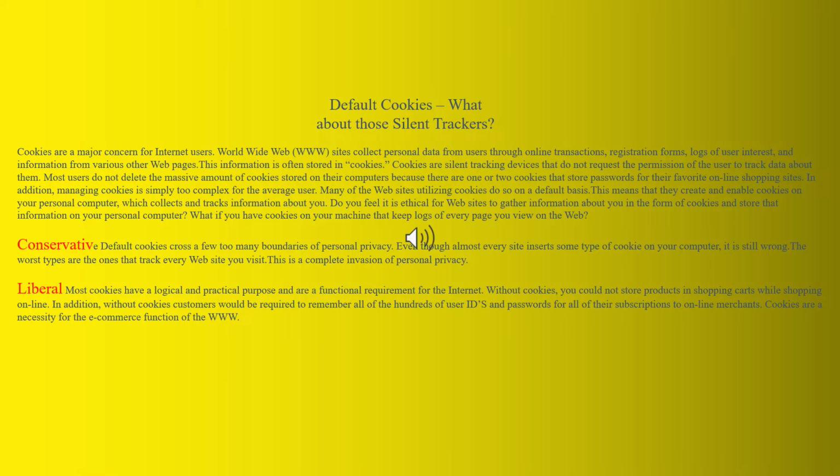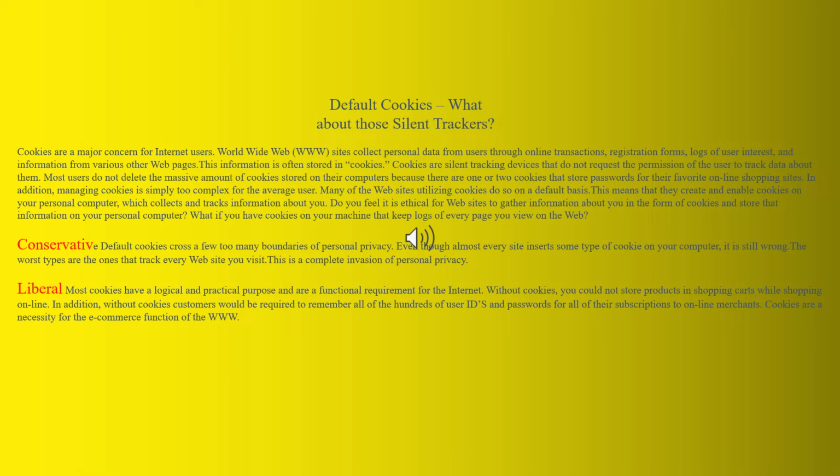Liberal: most cookies have logical and practical purposes and are functional requirements for the internet. Without cookies, you could not store products in shopping carts while shopping online. In addition, without cookies, customers would be required to remember all of the hundreds of IDs and passwords for all of their subscriptions to online merchants. Cookies are a necessity for the e-commerce functions of the www.